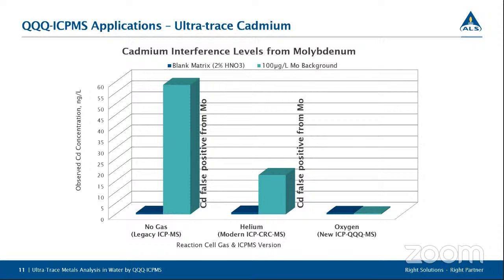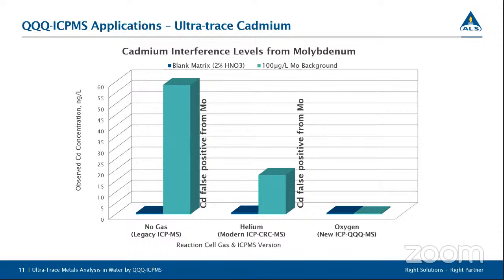Finally, on the far right, we see how effective the triple quad using oxygen as a reaction gas can be, completely removing the molybdenum interference by shifting it to a different mass. Keep in mind there is still a limit to the amount of molybdenum oxide that can be removed. At some concentration, the interference will become a concern again, but this concentration will be much higher compared to standard collision cell ICP-MS. In this example, 100 micrograms per liter molybdenum is producing about half a nanogram false cadmium signal.